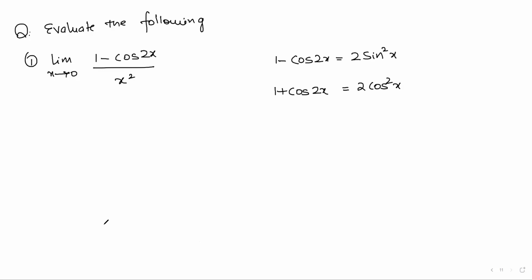So the answer is 1. No, the answer is not 1. There is a calculation mistake. You missed this 2. Okay sir, the 2. Please tell me the final answer. Sir, 4. Not 4. What's the answer of that? It is 4. Please check the calculation again.